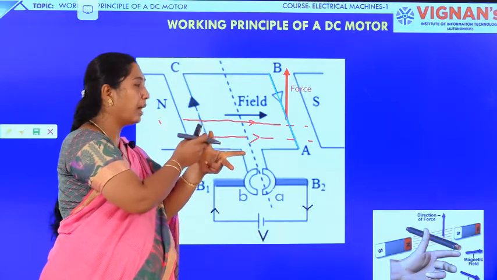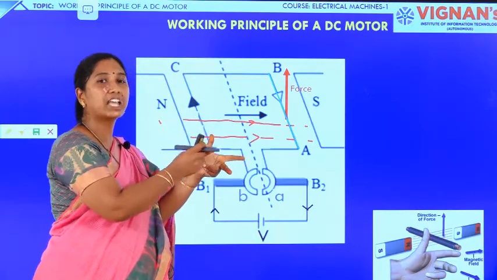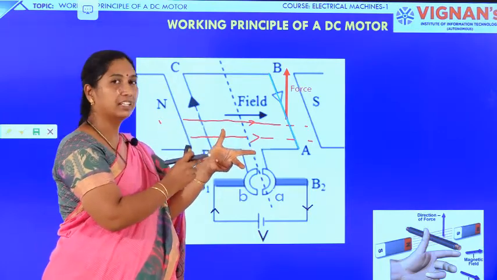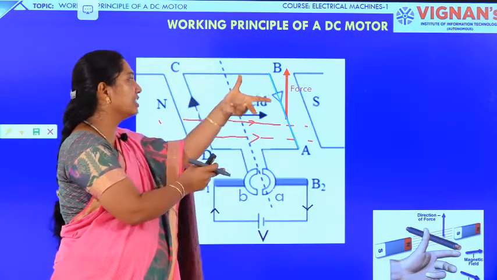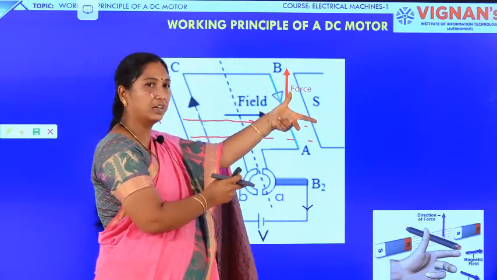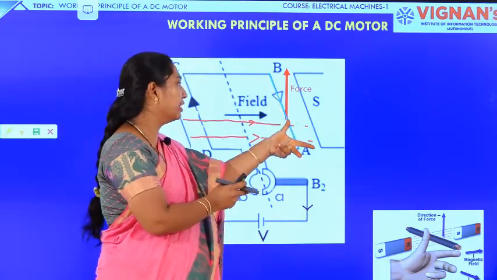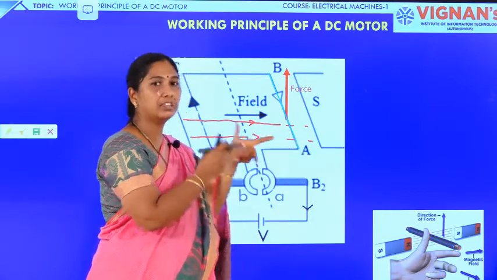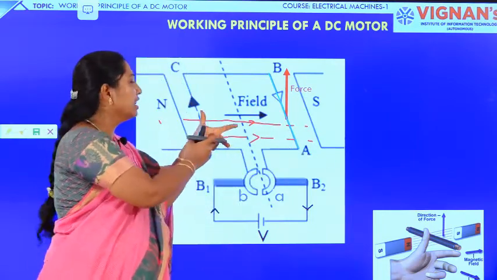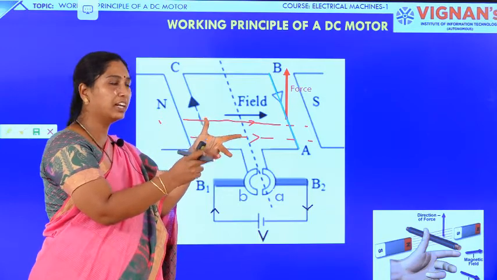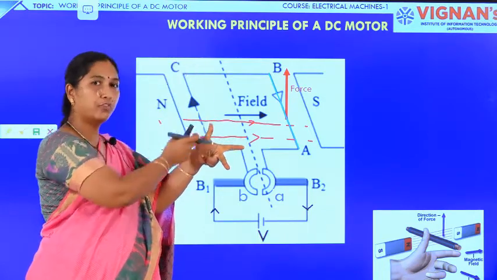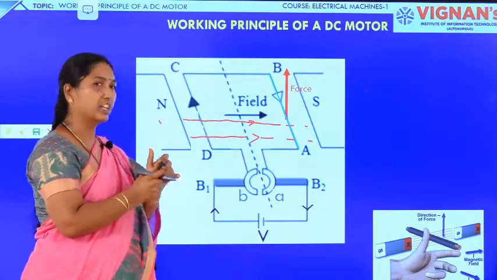Now the thumb will indicate the force experienced by the conductor. Here the force is given in the upward direction. So we apply here to the coil side AB the direction of the magnetic field, the direction of the current through the conductor, and the direction of the force will be in the upward direction.